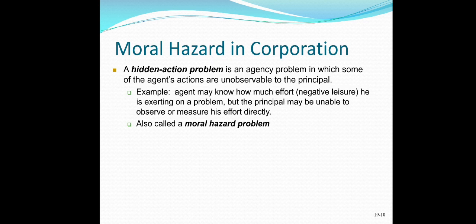let's see. Moral hazard in corporation. Moral hazard is also still related to the agency problem. A hidden action problem is an agency problem in which some of the agent's actions are unobservable to the principal. For example, the agent may know how much effort he is exerting on a problem, but the principal may be unable to observe or measure his effort directly. It is also called a moral hazard problem.